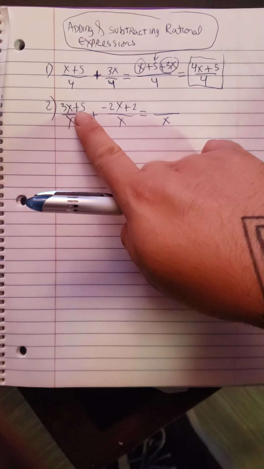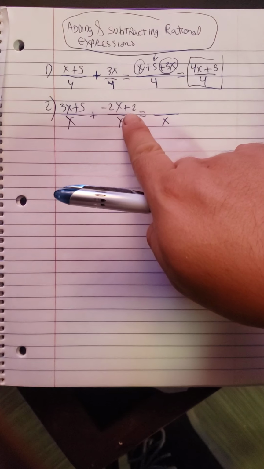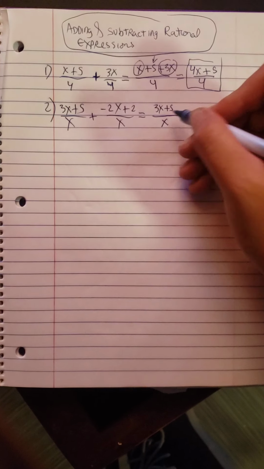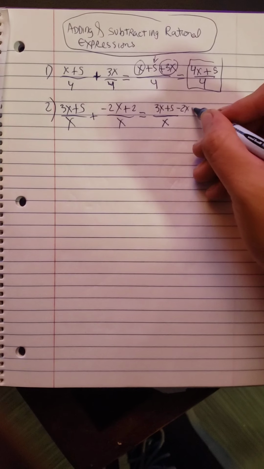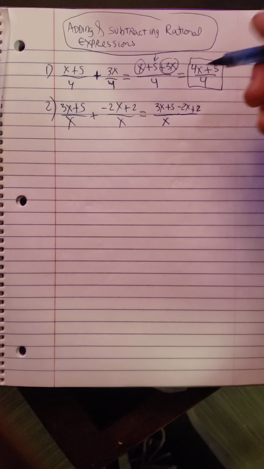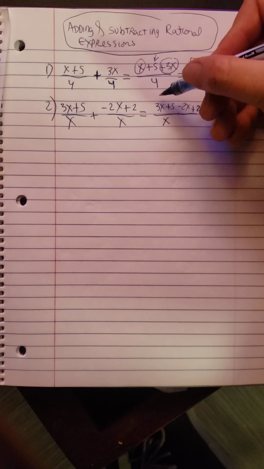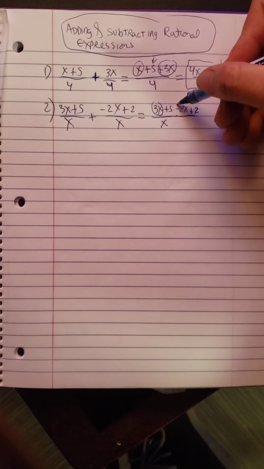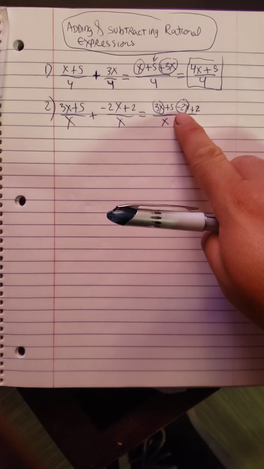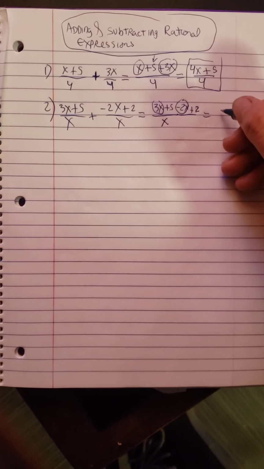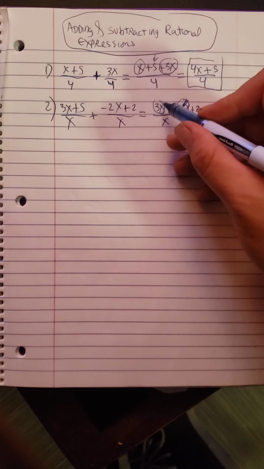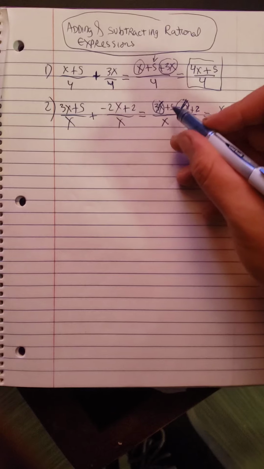So I have a 3x, a plus 5, a negative 2x, and a positive 2. So I'm just going to copy the whole thing. I have 3x plus 5 minus 2x plus 2. So that's my numerator. Then what I like to do is circle the like terms. Here I have a 3x. I also have a negative 2x. If I combine 3x plus negative 2x, I get x. Once I have already added them, I can just cancel them out.